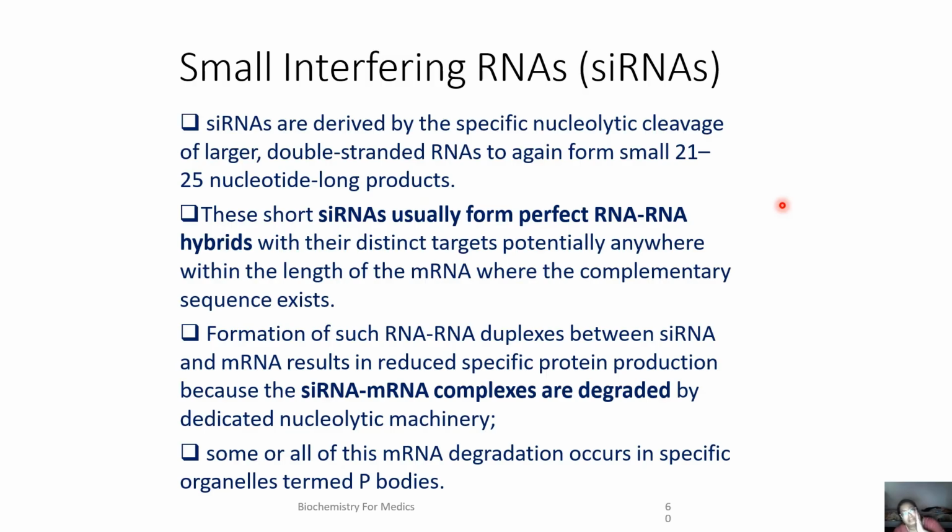Then we have the small interfering RNAs, siRNAs, that arise from specific nucleolytic cleavage of larger double-stranded RNAs to again form small 21-25 nucleotide long products. These short siRNAs usually form perfect RNA-RNA hybrids with their distinct targets, potentially anywhere within the length of the mRNA where the complementary sequence exists. Formation of such RNA-RNA duplexes between siRNA and mRNA results in reduced specific protein production because the siRNA-mRNA complexes are degraded by dedicated nucleolytic machinery, and some or all of this mRNA degradation occurs in specific structures termed P-bodies.